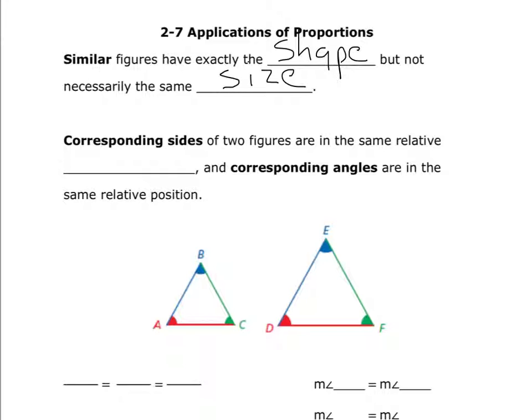Corresponding sides of two figures are in the same relative position, and corresponding angles are also in the same relative position. So notice down here, the corresponding angles are color-coded, and the corresponding sides are also color-coded to match them up with each other.